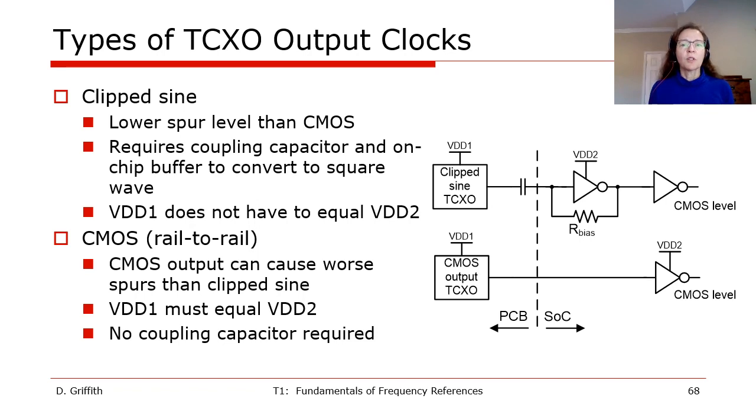The second type is called a CMOS output TCXO, which just means that the output is a rail-to-rail signal. The disadvantage here is that the large swing can cause spur issues, and also the TCXO supply now has to be equal to the supply on the receiving side, but the advantage is that no coupling capacitor or special input buffers are required. So if you specify TCXOs for a project, it's important to be aware of these 2 types because they're not interchangeable.